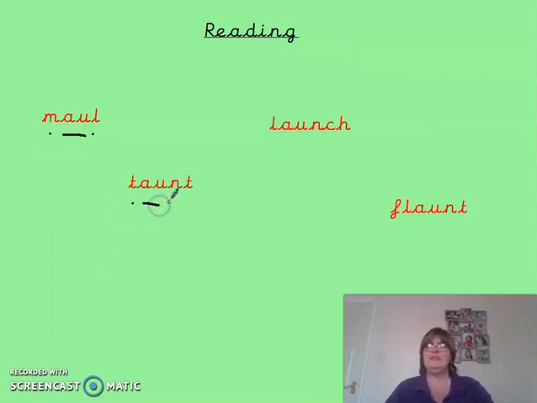So single, digraph, single, single, t, or, n, t. So let's do it faster. To on, taunt, taunt. If you taunt someone, you're being a little bit cruel to them. You're not being very kind. Let's try the next one.